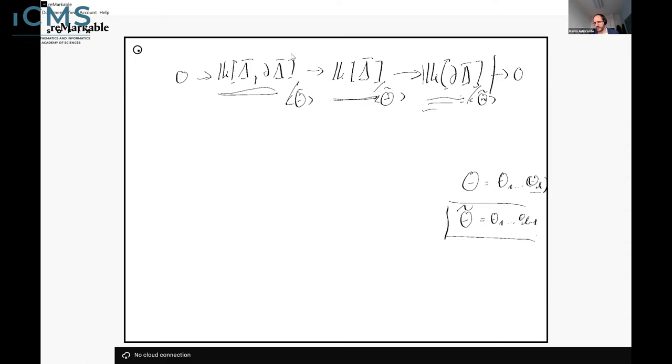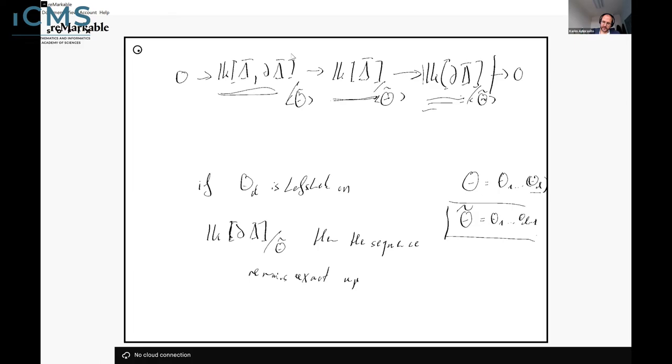So if Lefschetz is true, specifically if theta d is Lefschetz on K of the boundary tilde, modulo theta tilde, then the sequence remains exact up to degree k, which is exactly what I wanted. If it remains exact, then I have this injection after I mod out this additional linear form. Okay, so that's it. Lefschetz on this codimension one submanifold implies the Hall pairing property, and that's where it comes from.